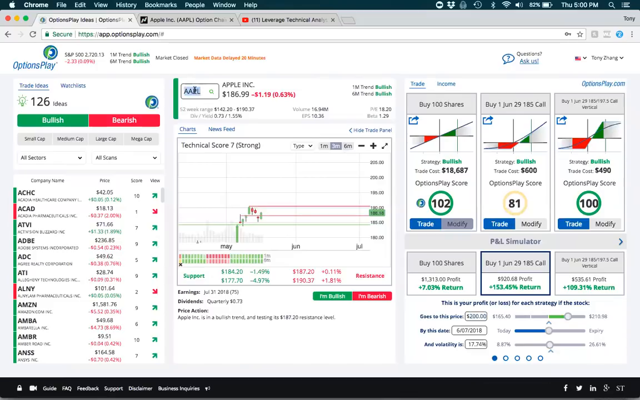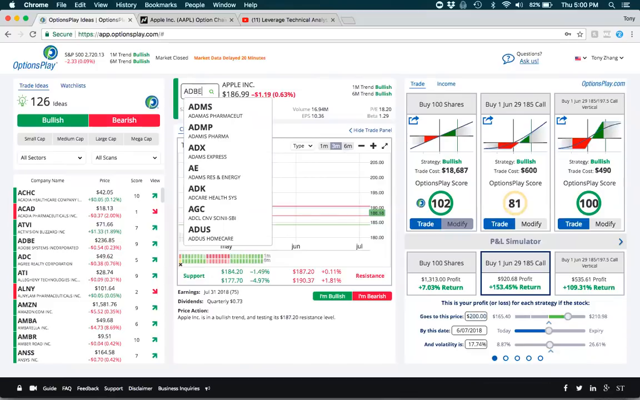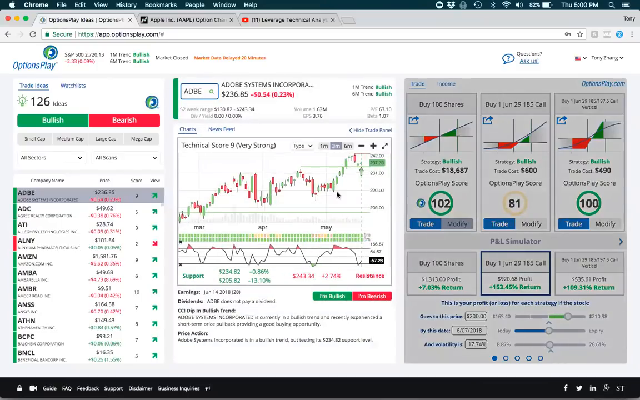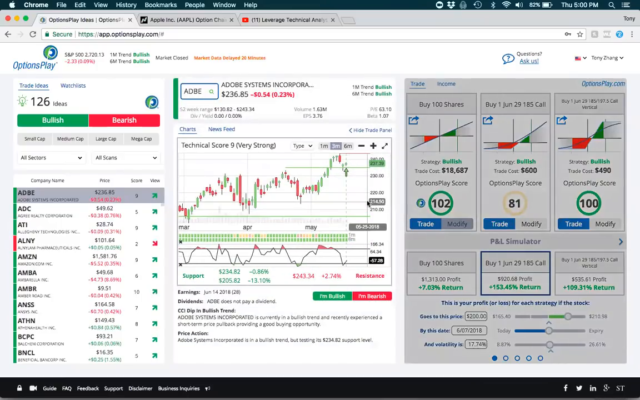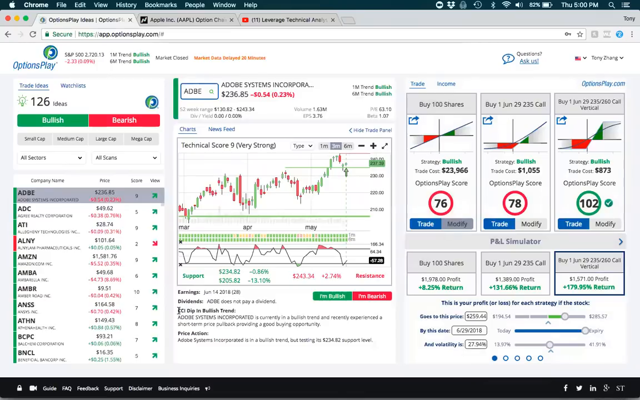So with that, I'll leave you guys with one last example. Adobe Systems. This is an indicator. So as you can see here, it's the CCI indicator that generated this trade idea. This was one of our trade ideas for today. As you can see, this stock, every time it hit this overbought indicator, it kind of continued to move higher. When it hit overbought here, it continued to move higher. So we're kind of expecting the same thing.